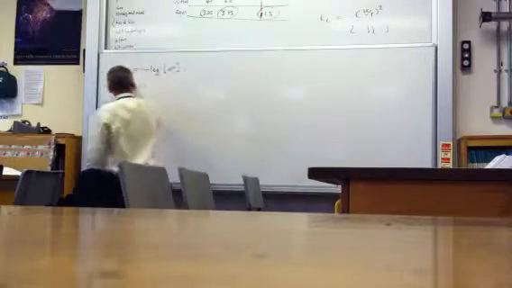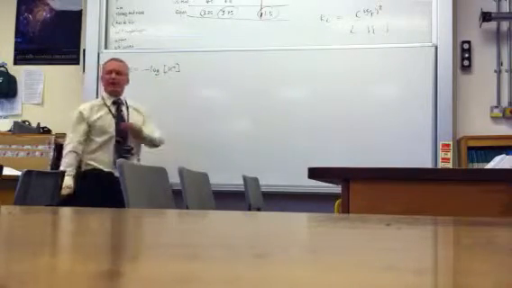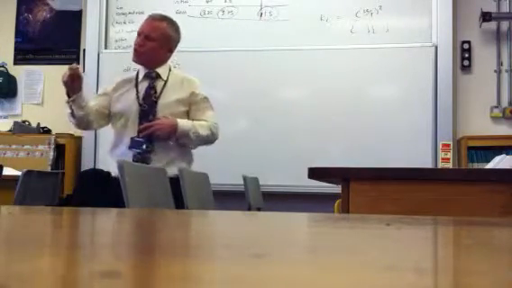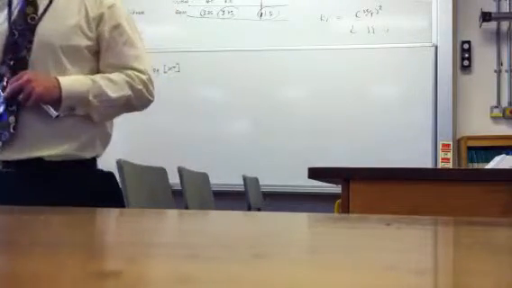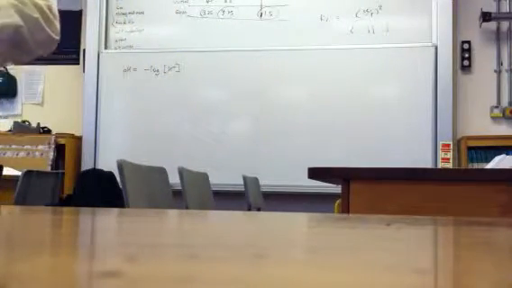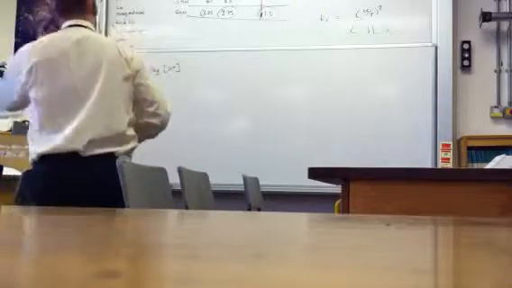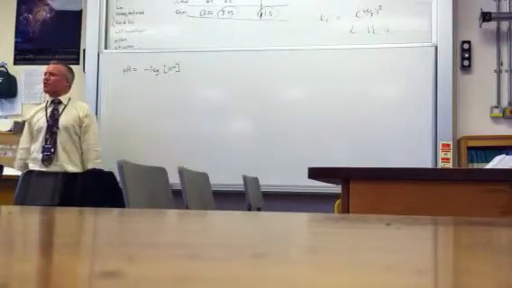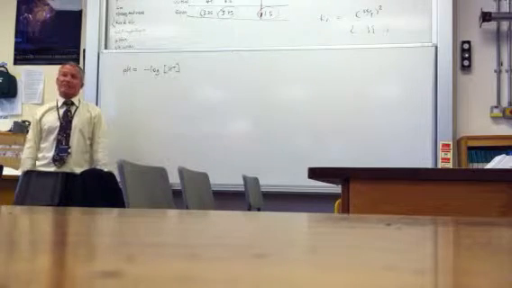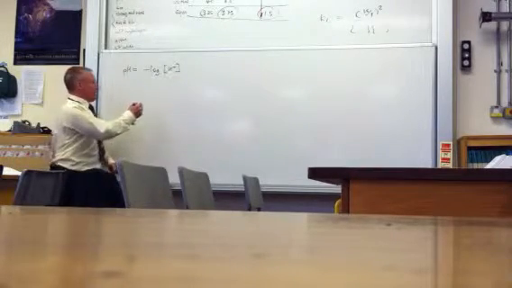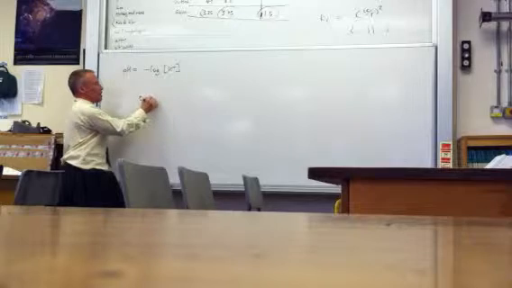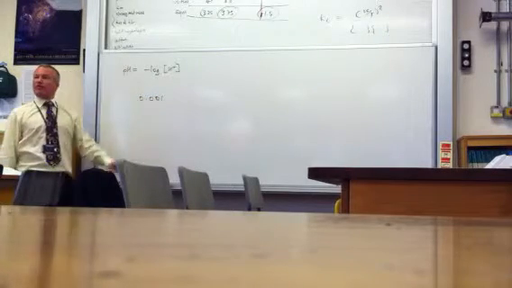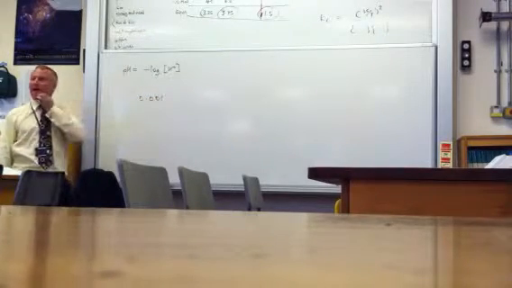Right. pH equals minus log to the base 10 of hydrogen ion concentration. Okay. Now, what that means is that pH is a logarithmic scale. So once you get the hang of this, it's very simple. Why do we make pH a logarithmic scale? Well, the answer is because it's much easier to handle.